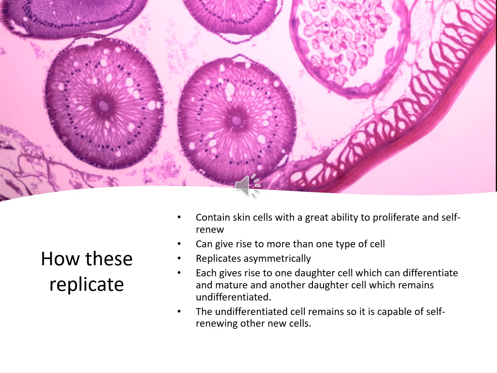But the continuously dividing ones can also give rise to more than one type of cell. We're looking at the shape, so the asymmetrically, the shape of it as well, not just the structure. And then it gives rise to one daughter cell. So we've got the mitosis, basically, it's differentiating and maturing. The undifferentiated cell, so the original stem cell, is still going to be there, that remains in that state, so it is capable of self-renewing other new cells.